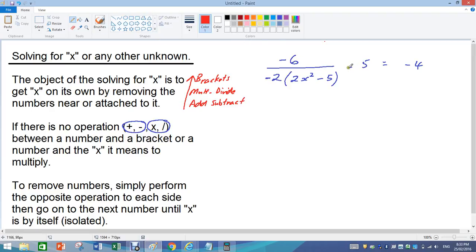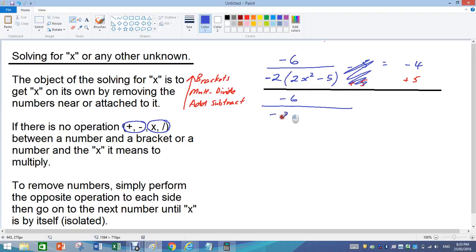First step, minus 5 plus 5. Minus 5 plus 5, that's now gone, so we're left with minus 6 on minus 2. 2x squared minus 5 equals minus 4 plus 5 is 1.